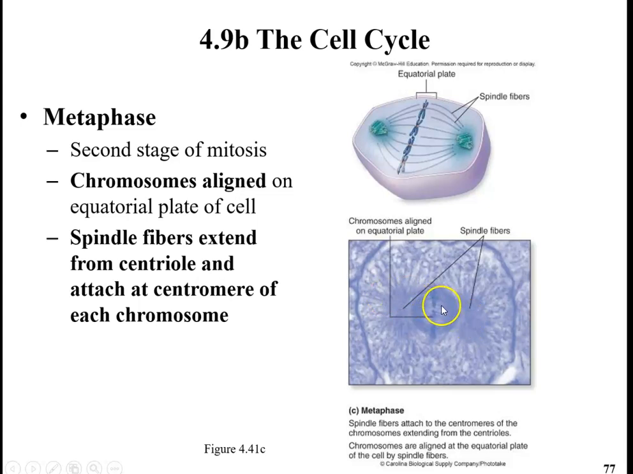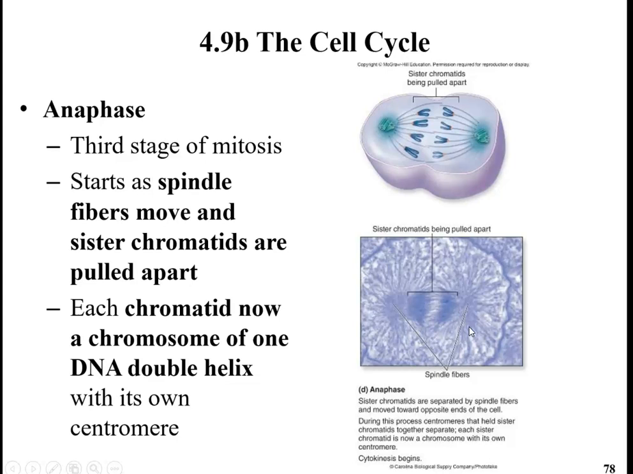And what's going to happen is these spindle fibers are going to pull these chromosomes apart in opposite directions. And you see that happening in anaphase. So it starts as the spindle fibers move and the sister chromatids are pulled apart. Each chromatid is now called a chromosome, and it's a chromosome of one DNA double helix with its own centromere.